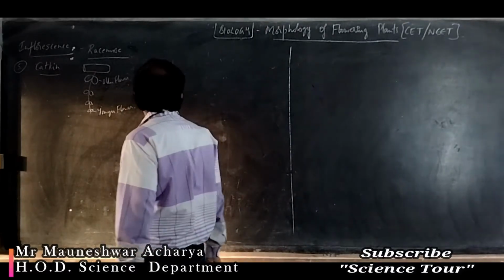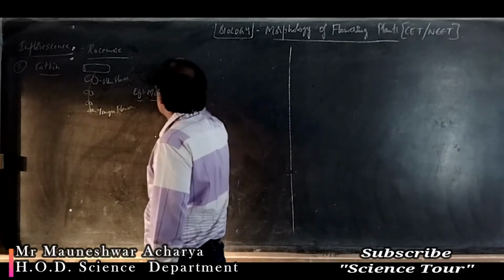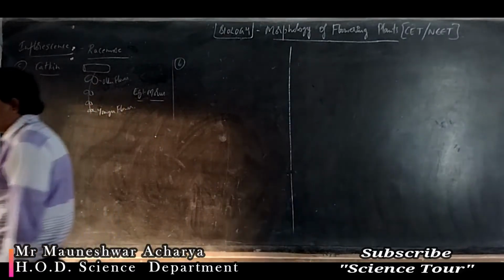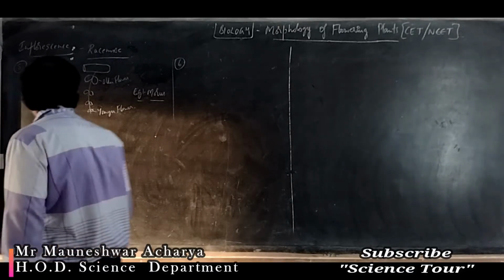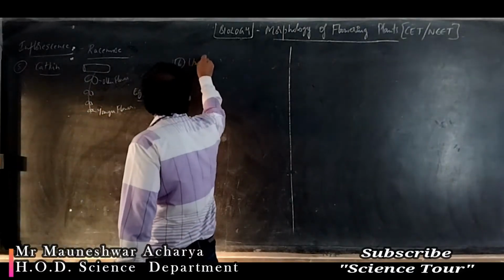Okay, that is about Catkin inflorescence. Next we will move to the umbel inflorescence. What is this umbel? Umbel.